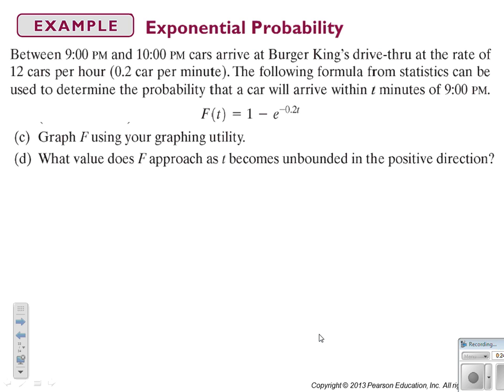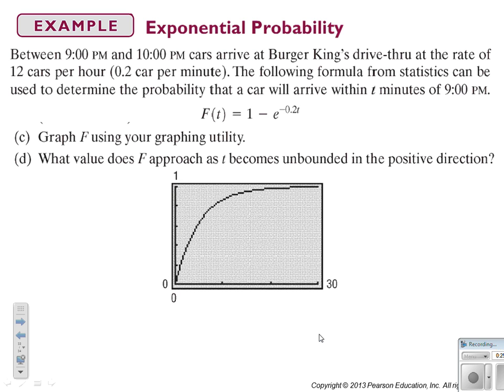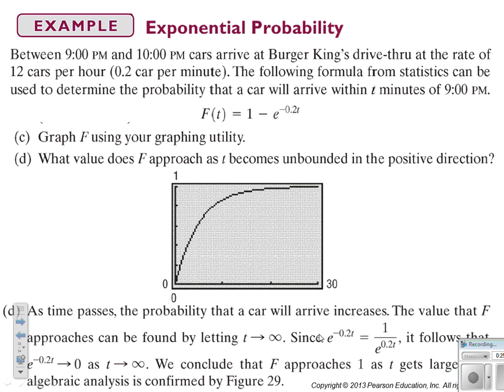What value does f approach as t becomes unbounded in the positive direction? So essentially, f gets closer and closer to 1, right? Or 100%, because eventually all the people are going to show up. As time passes, the probability that a car will arrive increases. The value that f approaches can be found by letting t go to infinity.